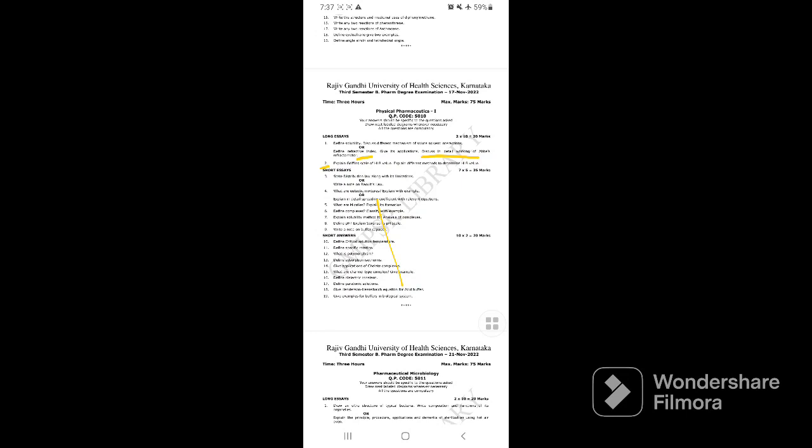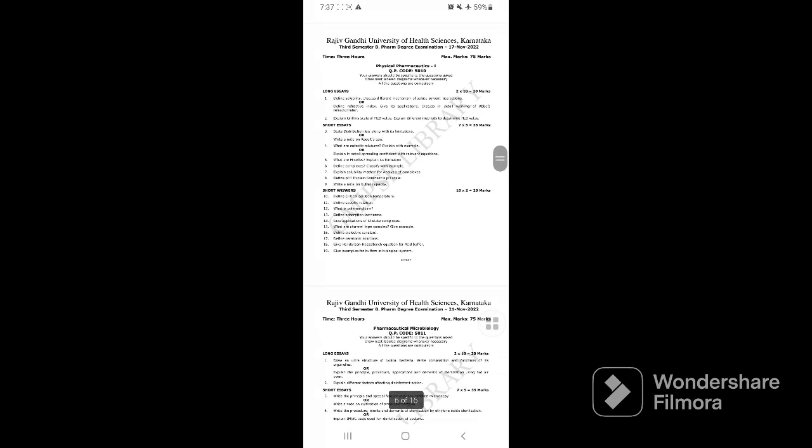Now see, in short notes, the short essays of 5 marks questions, the first question they ask is state distribution law along with its limitations. Distribution law you can write easily. Distribution law and Nernst law are both the same. Then write a note on Boyle's law. You can explain that, one derivation is there. See, for Boyle's law we can write that.